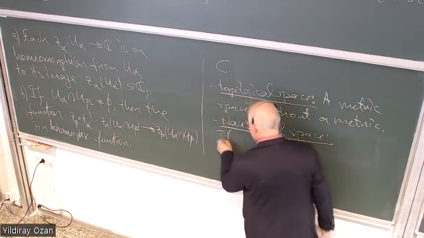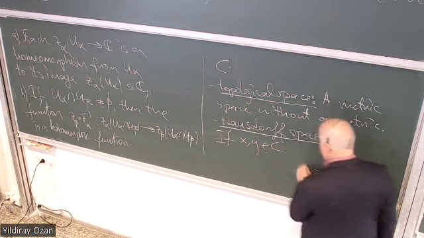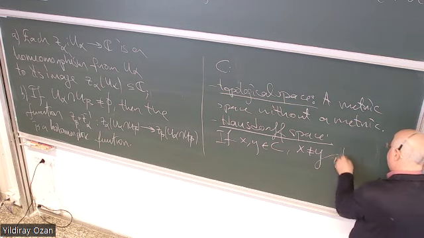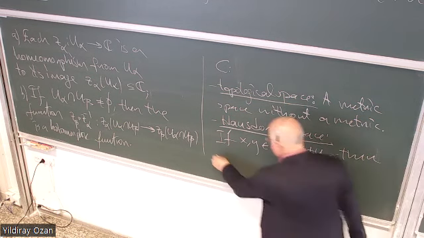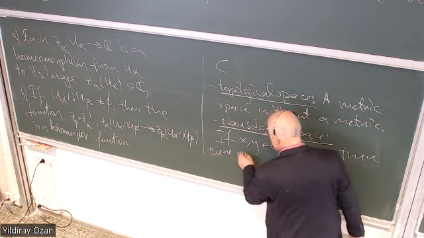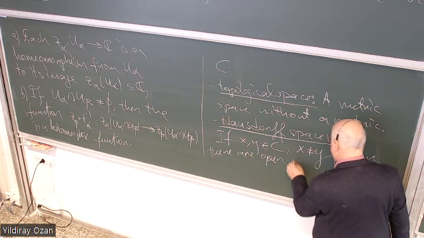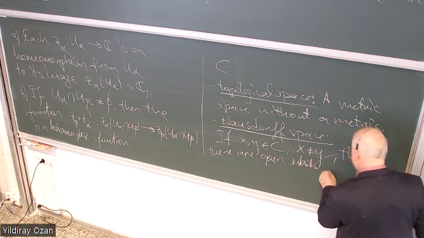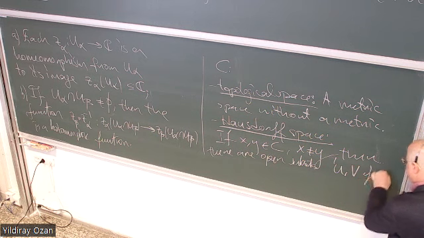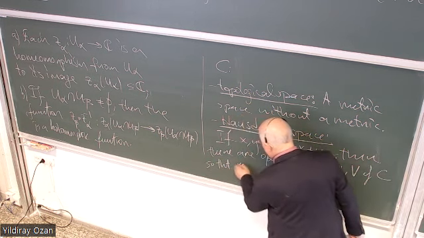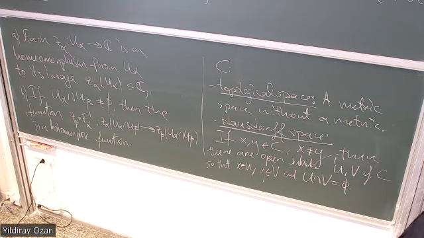So if X and Y are 2 points, and if they are different, then there are open subsets U, V of C, so that X is in U, Y is in V, and U intersection V is empty.